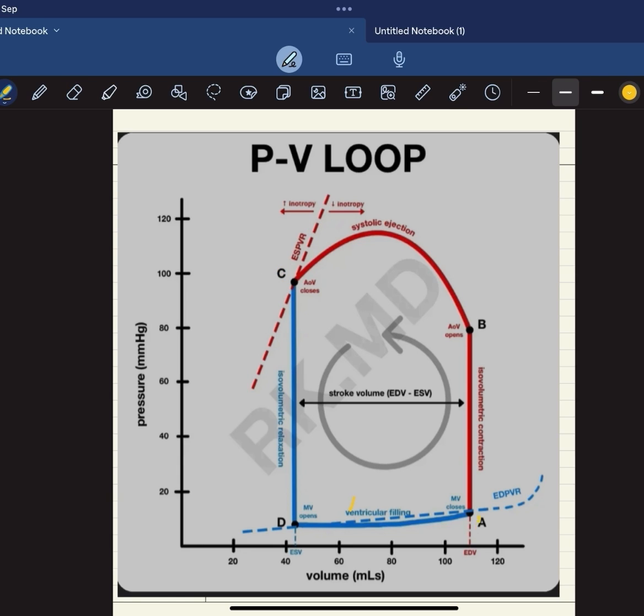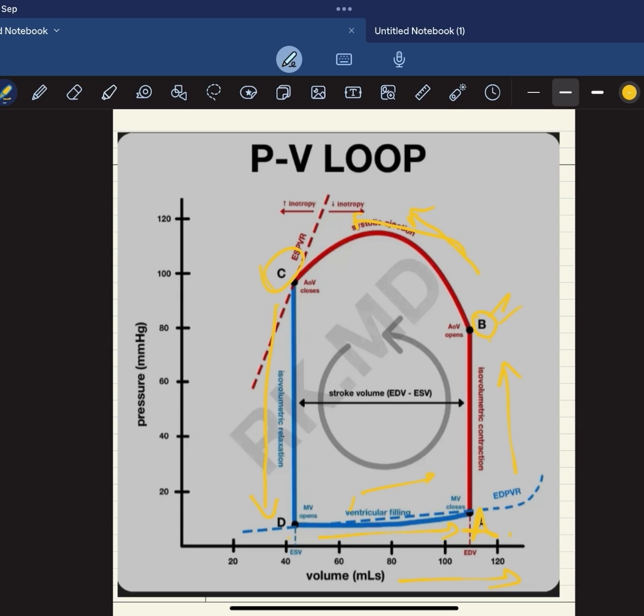So point A is where your isovolumetric contraction starts. Then this is your ventricular ejection. Here we can see that on the x-axis the volume is constant, so this is the isovolumetric contraction. Then during the systolic ejection, the volume is decreasing from point B to point C. Then from point C to point D is the isovolumetric relaxation, and here the ventricular filling takes place. So from point D to A the volume in the ventricle is increasing.